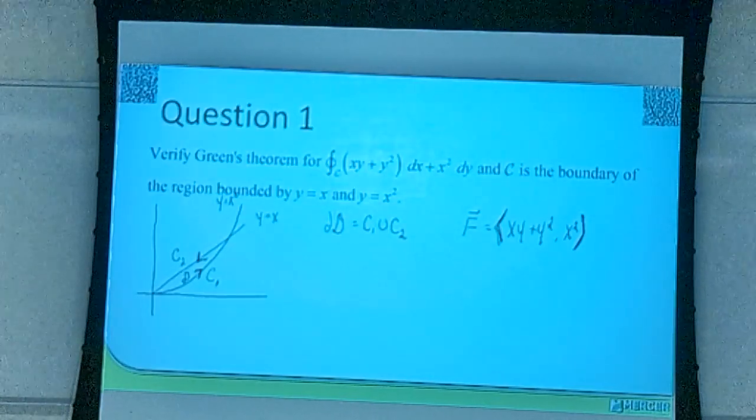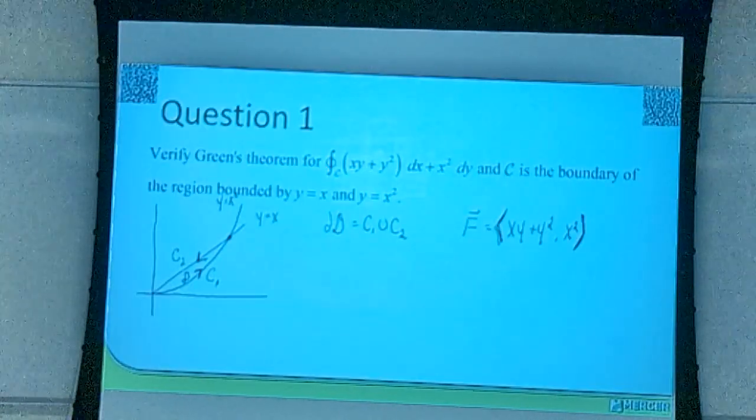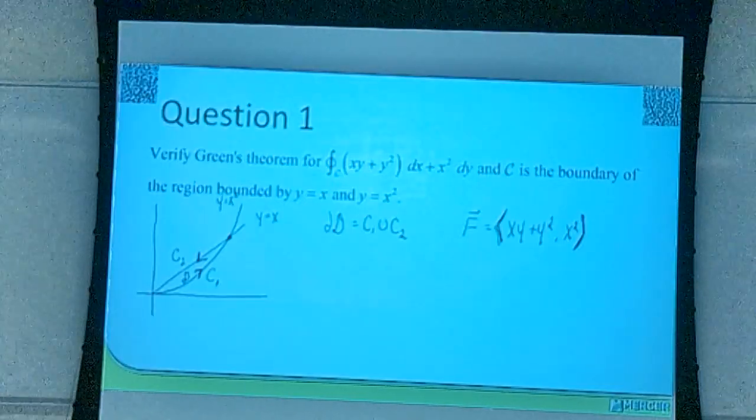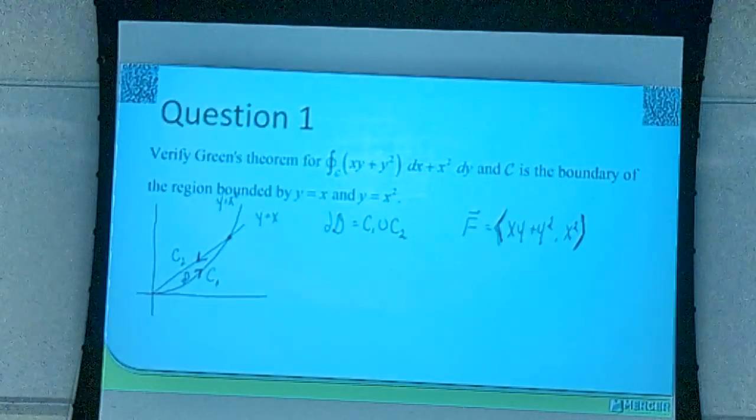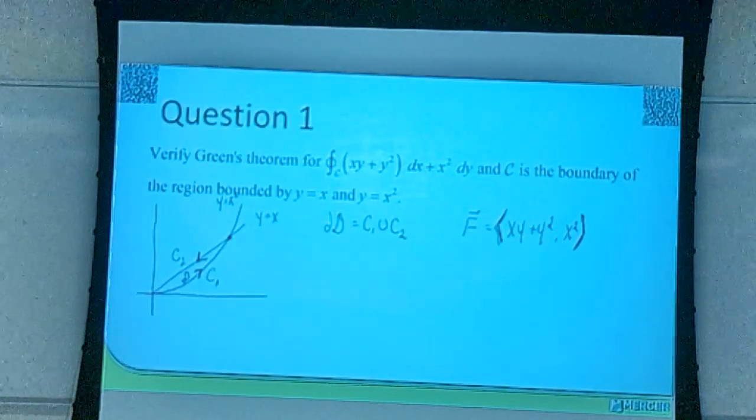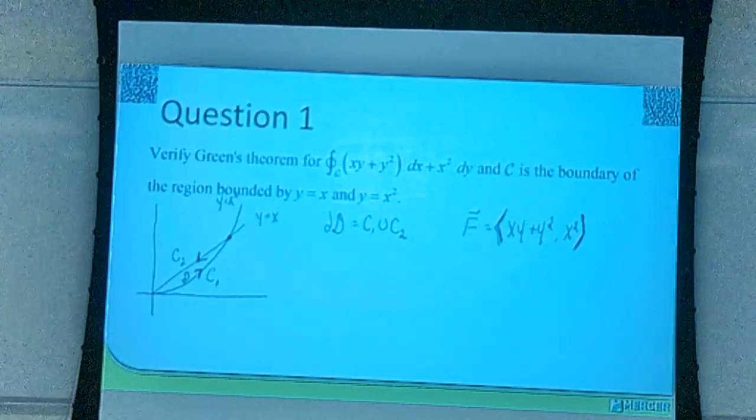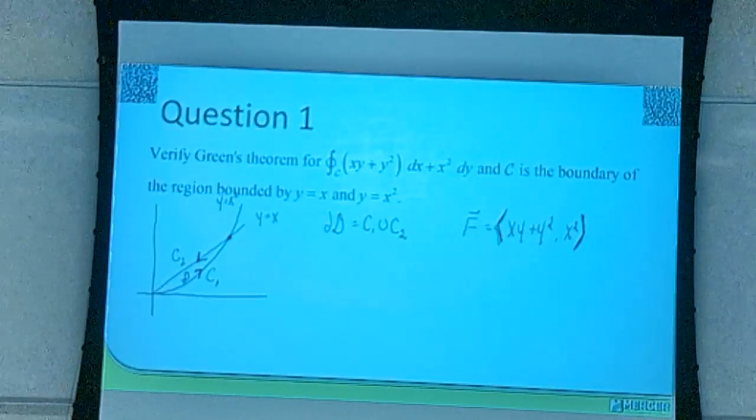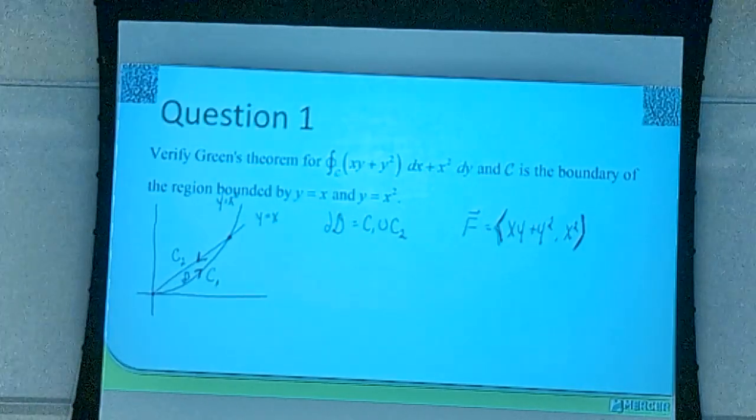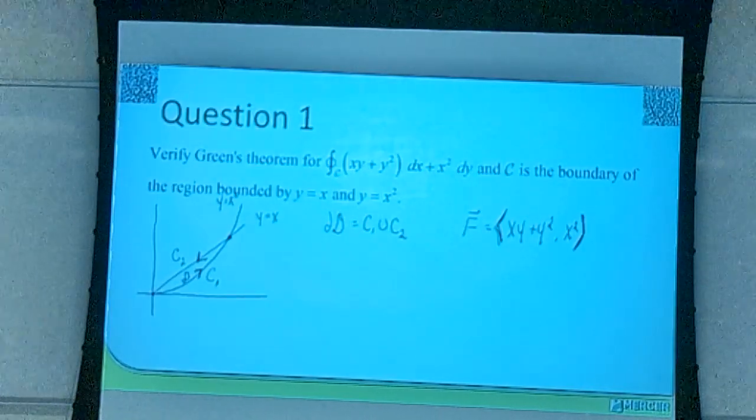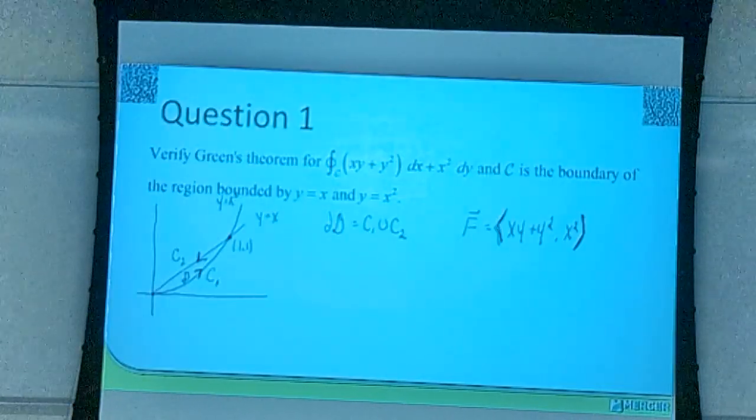We do need the points of intersection now. What are those points? That's easy to do. When does x equal x squared? There are only 2 points at which that's true. One of them is the origin, and the other is 1.